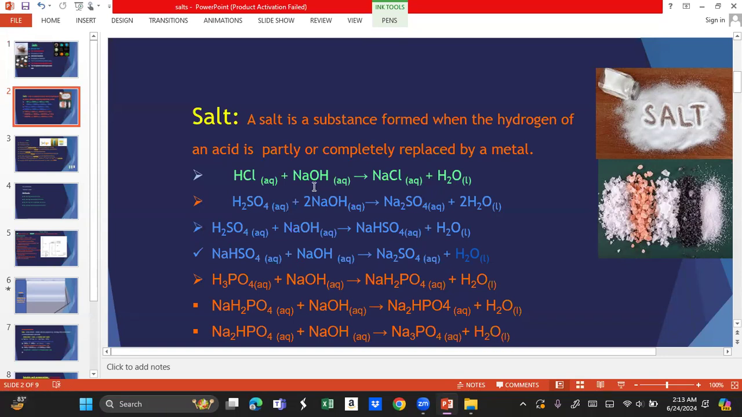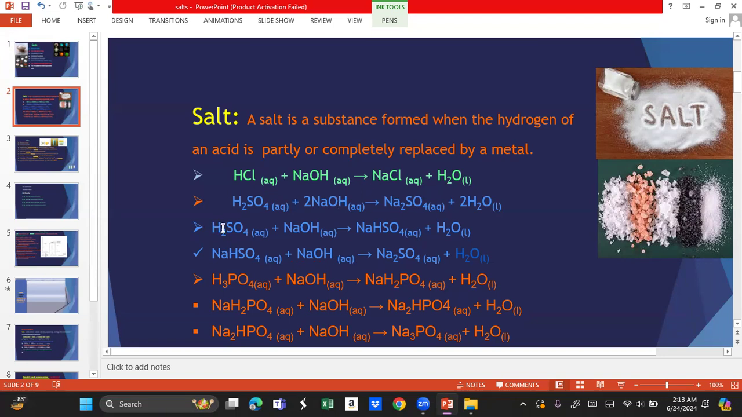In any equation, the positive ion of one substance combines with the negative ion of another substance, especially when the reactants have positive and negative ions on them. Okay. Similarly, when sulfuric acid reacts with sodium hydroxide, what do they produce? They produce sodium sulfate and water. So in these two reactions, you can see the hydrogen ion of an acid has been completely replaced.